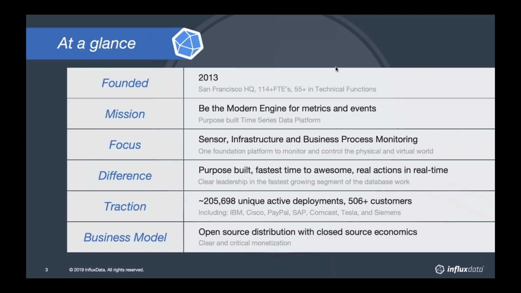Our business model is open source distribution with closed source economics. InfluxData is the company behind a vibrant and motivated open source community. We provide brain power into that community, and we offer value-added deployments. If you are interested in high availability clustering and hardened security, we have the enterprise offering. And if you don't want to host your own equipment, we have a cloud offering.